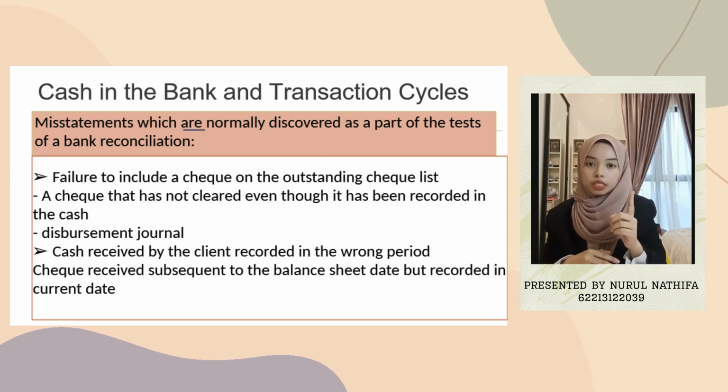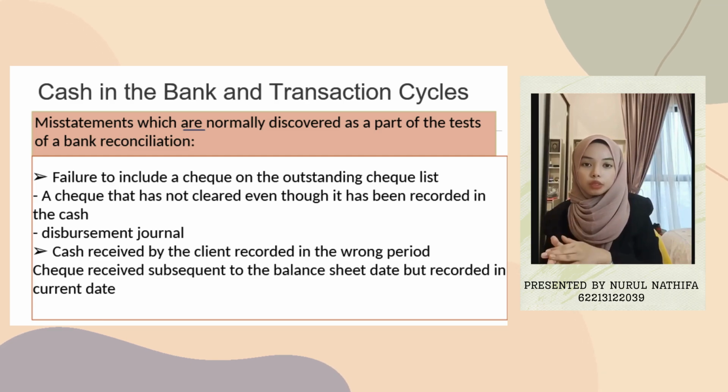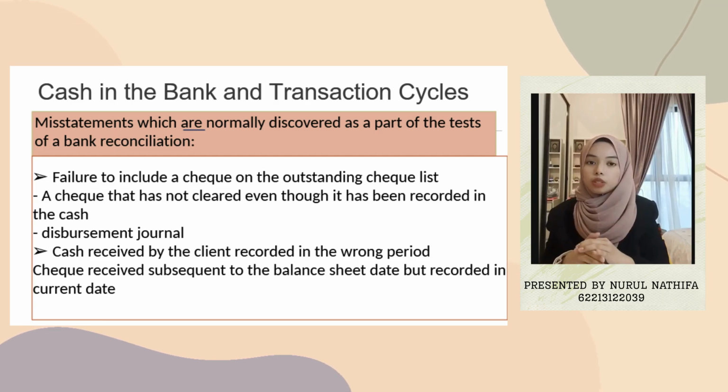One common mistake is the failure to include a check on the outstanding checklist. This means the company has already recorded the check in their books, but it hasn't yet been processed by the bank. If this check is left off the list of outstanding items, it causes the reconciliation to be incorrect. The records might show a lower bank balance than what is actually true because they forgot to show that the check is still waiting to clear.